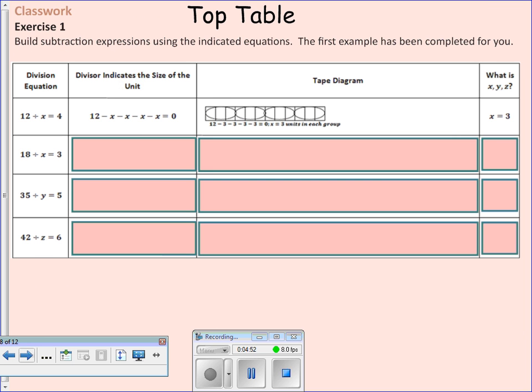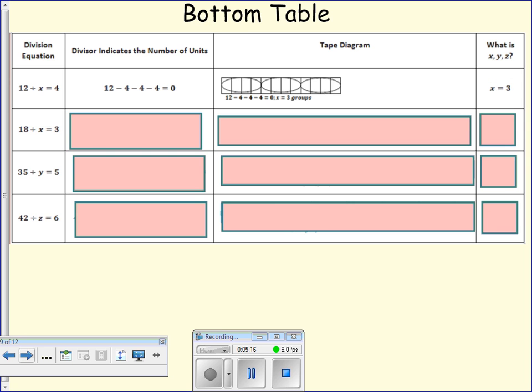Now let's look at your note page, page 11. You'll notice you have two tables, a table on top, and look at your division equations on your top table. 12 divided by x, 18 divided by x, 35 divided by y, and 42 divided by z. You see those? Look at your bottom table. Same exact equations. But the tables do mean something different. All right, so what's the difference between the two different tables?